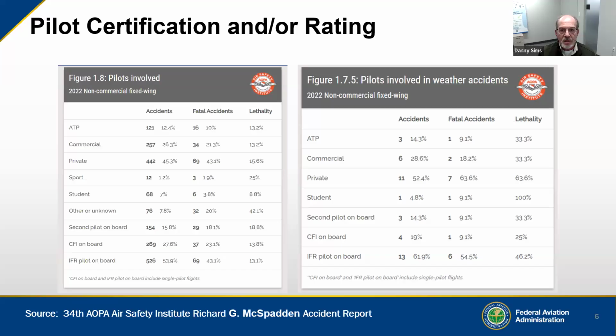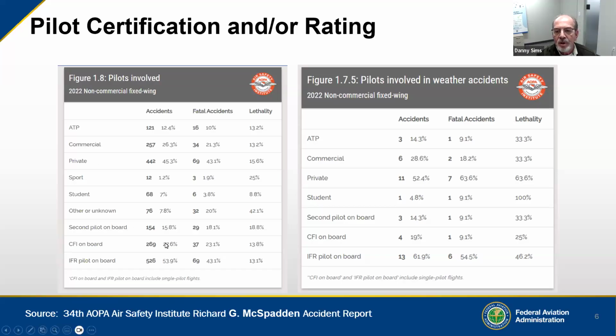As you look here on the left-hand side, at the pilots involved with all non-commercial fixed-wing aircraft accidents, you see, looking down the third row, that the private pilot accounts for 46%, almost half of those. But you look on down at the very bottom, at CFI pilots on board, and between those two, it could be some of the same, but with a CFI pilot on board, still half of the accidents occurred.